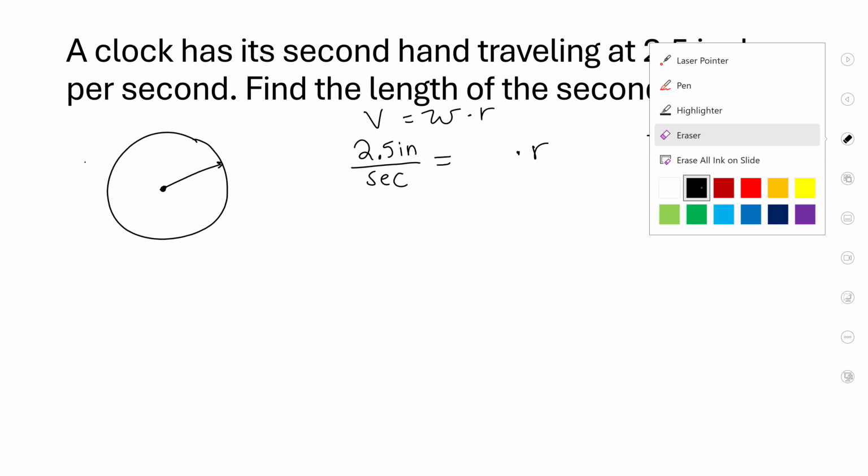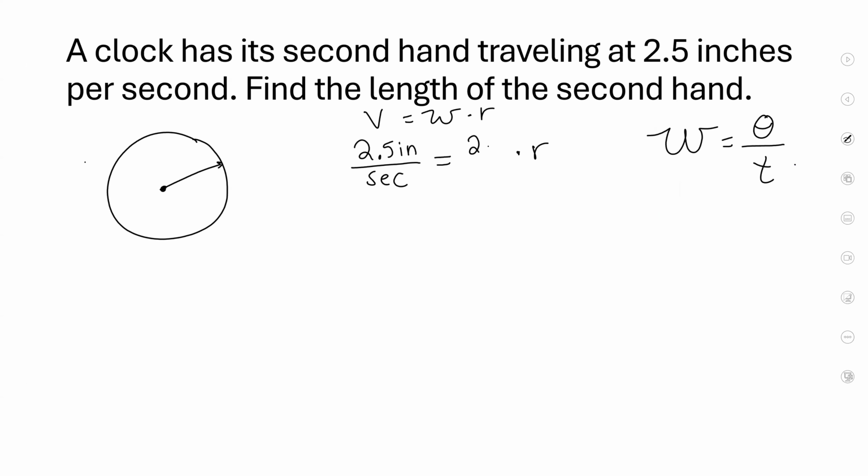So I know my angle measurement for a clock is 2 pi, since that's a full circle. Now the time it takes a second's hand to get around the clock is 60 seconds. So this is what you should put for omega. Now that we have our variables filled out, we can solve for r.